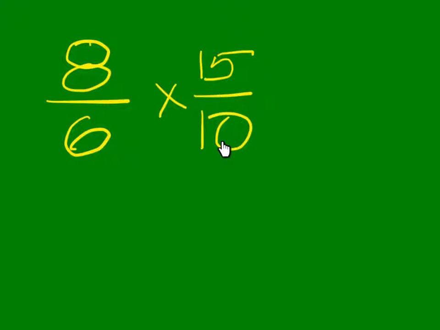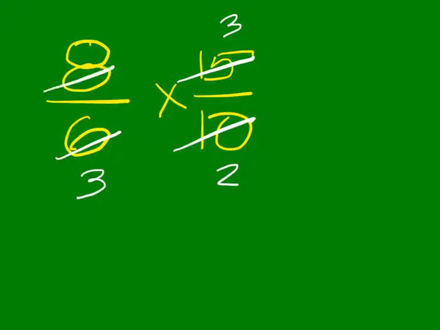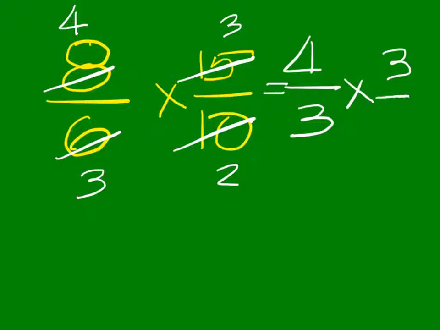So 15 and 10. What number will go into both 15 and 10? 5. So 5 into 10 twice, and into 15 3 times. Is there anything else that I can cancel out? 8 and 6. What number goes into both? 2. So 2 into 6 3 times, into 8 4 times. So what I have is 4 over 3 times 3 over 2 now.